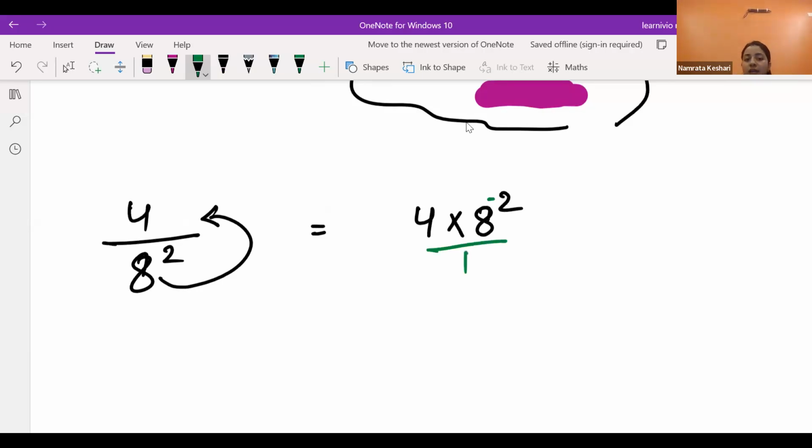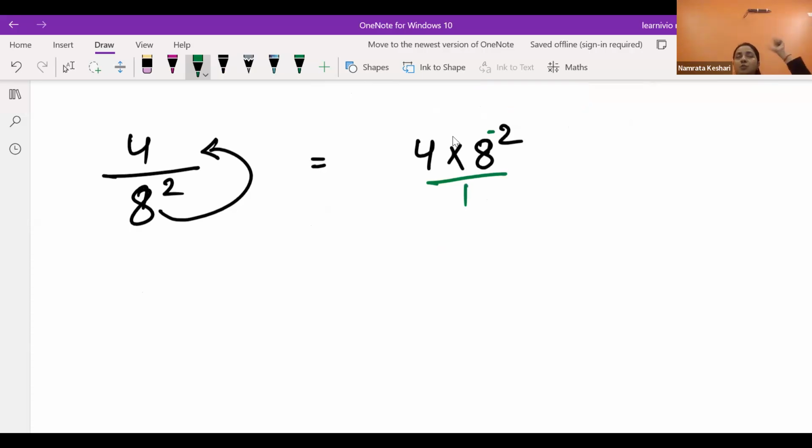Yes, ma'am. Okay, if the power was positive, it will be negative. If the power was negative, it will be positive, when we are changing the place from numerator to denominator, or from denominator to numerator. Suppose we are having over here 5 to the power 3 by 8 to the power 7.